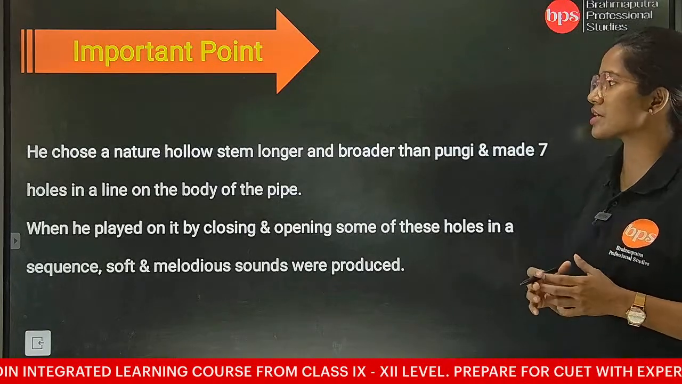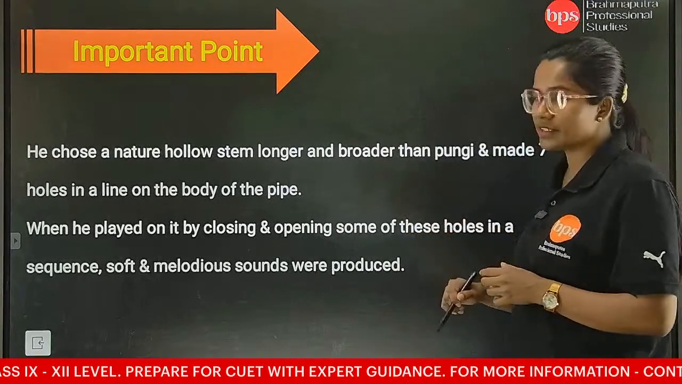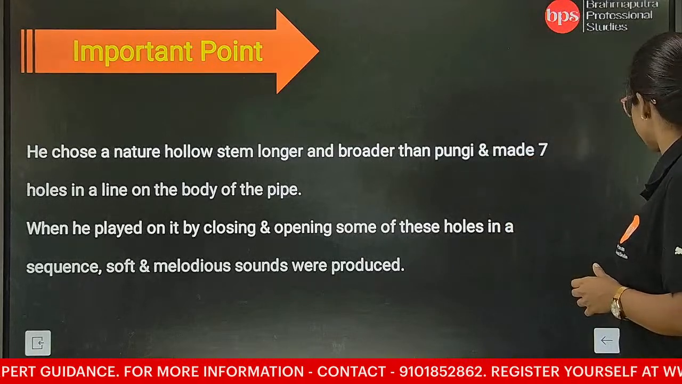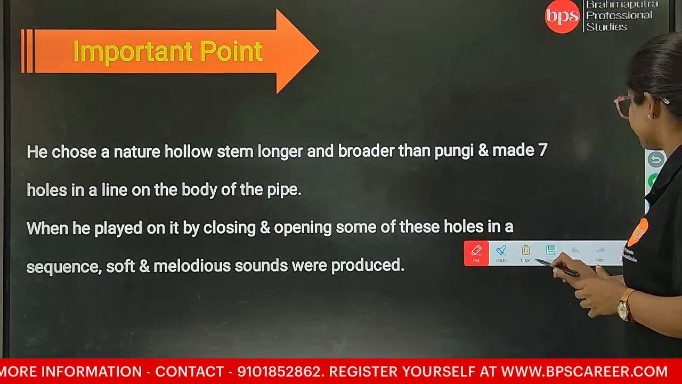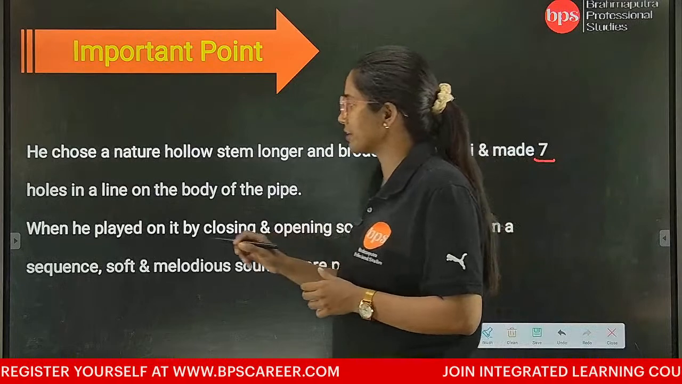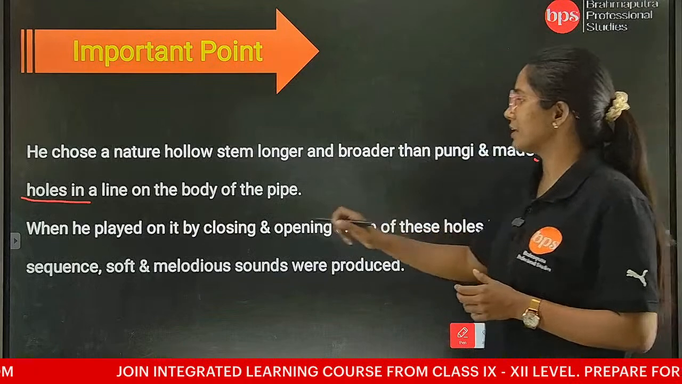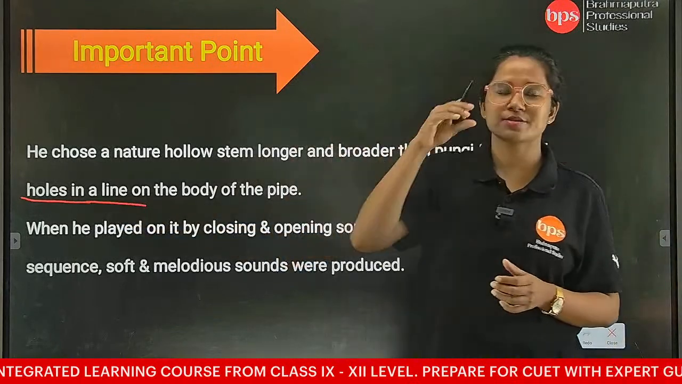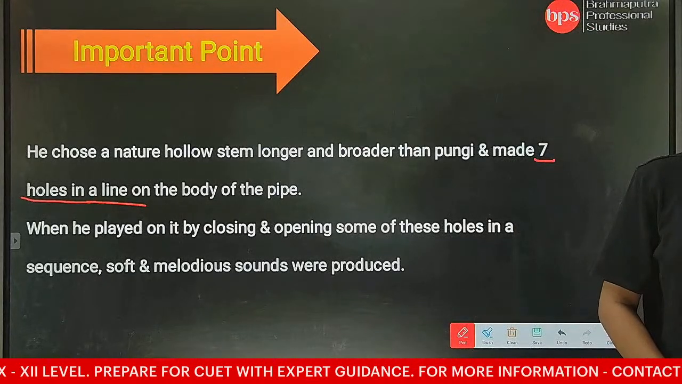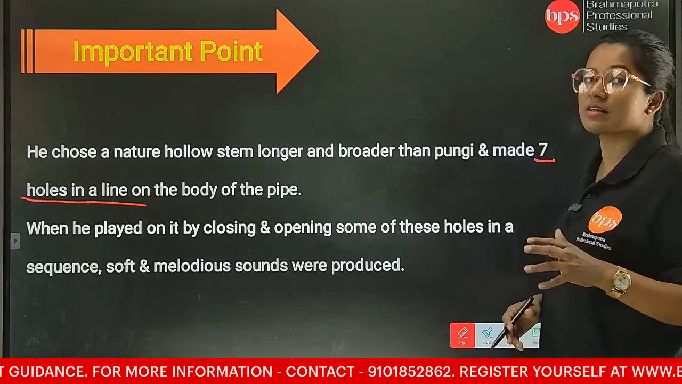After that, he chose a natural hollow stem, longer and broader than pungi, and made 7 holes in a line in the body of the pipe. These 7 holes are important because they were made in a line. You can't make the holes in different places, and with 7 holes you can't tell that it is a pungi. It is a shehnai.